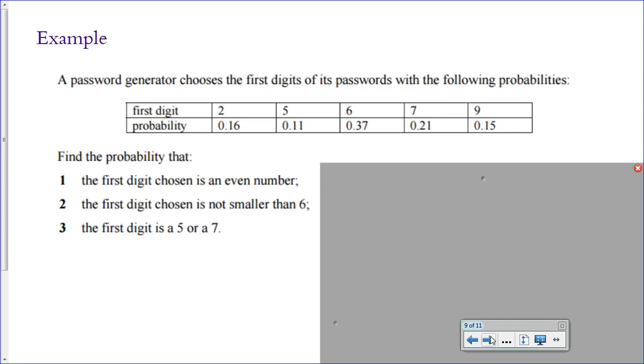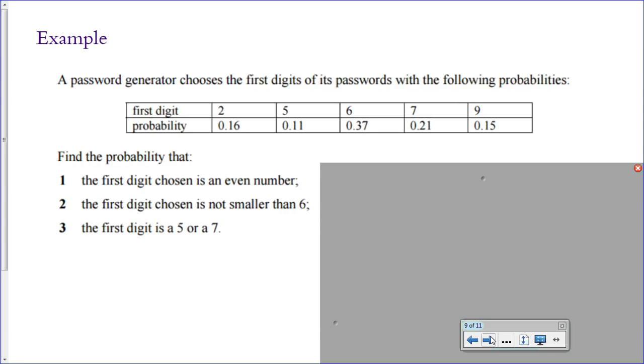A simple example of a probability table, in case you're quizzed on one of these. We have a password generator choosing the first digits of its passwords with the following probabilities. It is worth calculating in a table like this the sum of all the given probabilities, because if it doesn't add up to 1, that means there's some missing data from this table, which could come into play in the questions being asked. But indeed, if you add up all these decimals, the total probability is 1. So all of the options we're choosing from are 2, 5, 6, 7, and 9. There are no other choices that are not shown.